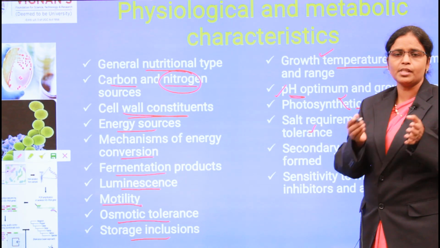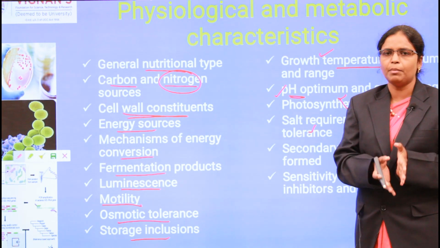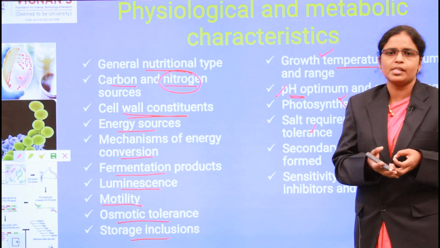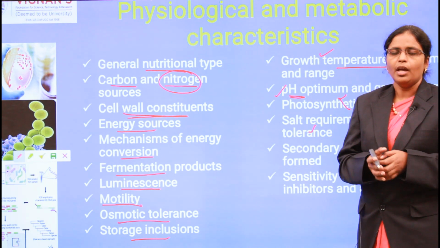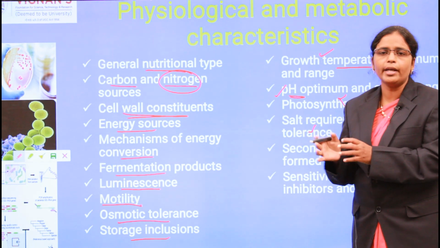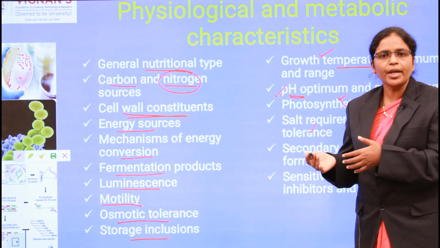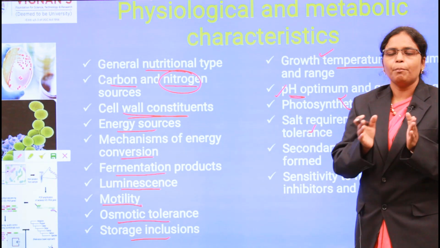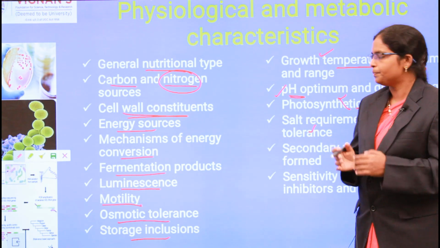Some microorganisms grow at very low pH, acidic pH. For example, if you take the stomach, the stomach is acidic in nature. The microorganisms present inside our body in the stomach grow at acidic pH. If you take the intestine, where the pH conditions are alkaline in nature, the microorganisms present in the intestine are growing at alkaline conditions. So based on the pH, we can differentiate the microorganisms from one another.